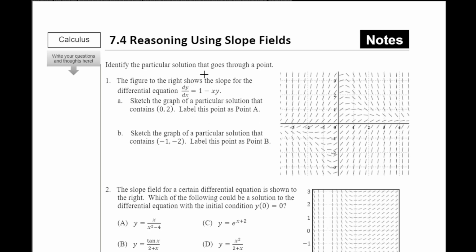So in this case, we're identifying the particular solution in the graph that goes through the point. The figure to the right shows the slope field for the differential equation right here, and we want to sketch the graph of a particular solution that contains (0, 2). So (0, 2), that's right here, and that's point A.